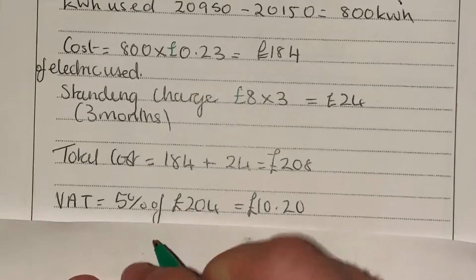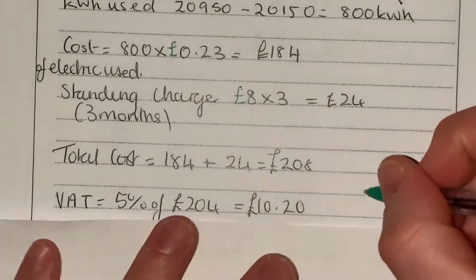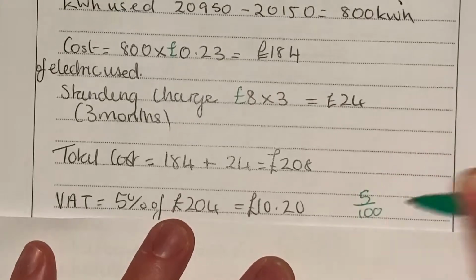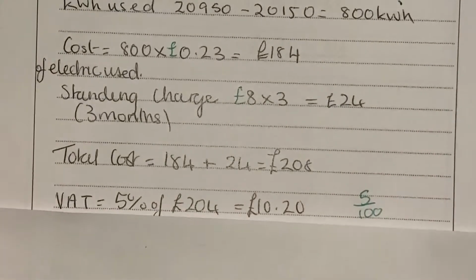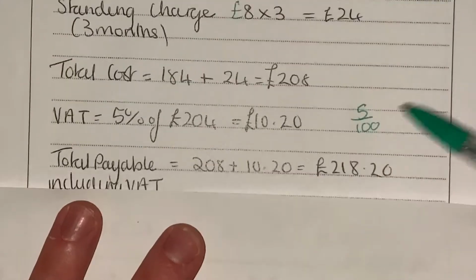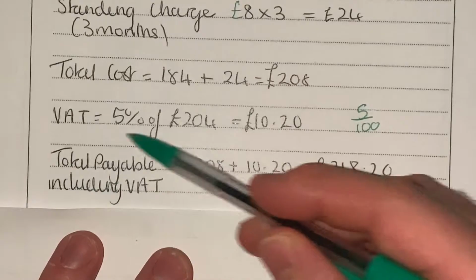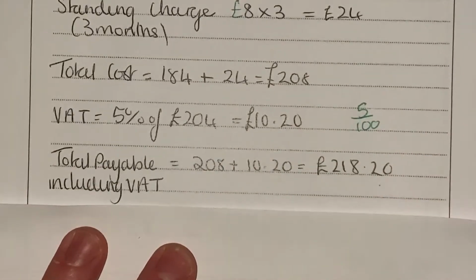But then for your 5th mark, don't forget we've got to find 5% and add it on. So 5%, if you want to find 5% on a calculator, just write it as 5 over 100 and then times it by 204 or something similar. £10.20, I'll add the £10.20 back on then because we know we've got to add VAT on. So the total payable, including VAT, this is for your 6th mark, is £218.20.